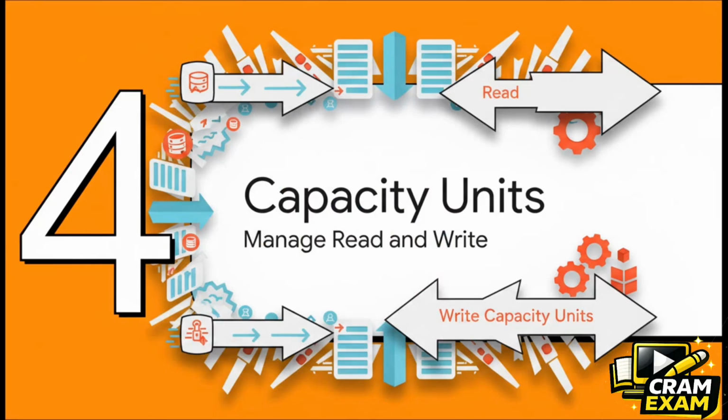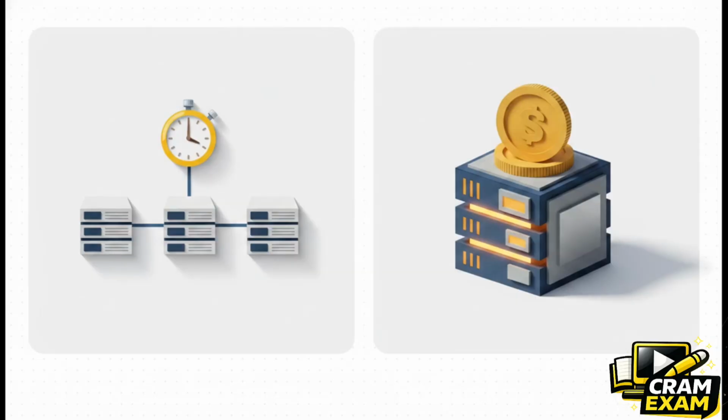Section 4. Managing read and write capacity units. How do you actually manage the capacity and the cost for all this speed? Well, you do it using read capacity units, or RCUs, and write capacity units, or WCUs. Let's break down the reads. One RCU gets you one strongly consistent read per second for an item up to 4 kilobytes.